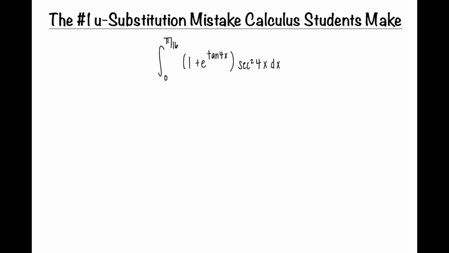First problem is a classic one that I give all of my calculus students. We have a definite integral from 0 to pi over 16 of 1 plus e raised to tangent of 4x, all times secant squared 4x dx. So pause the video, see if you can figure out what u should be and solve the problem on your own, and then check back in.